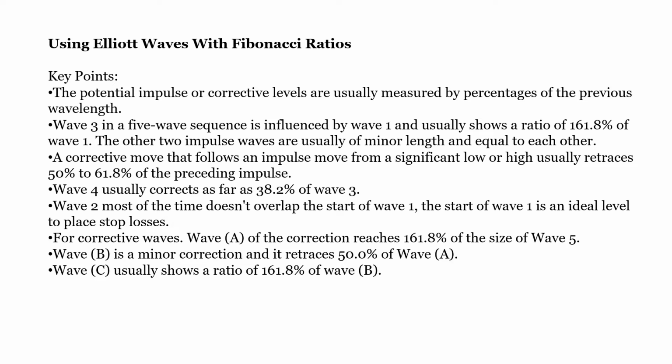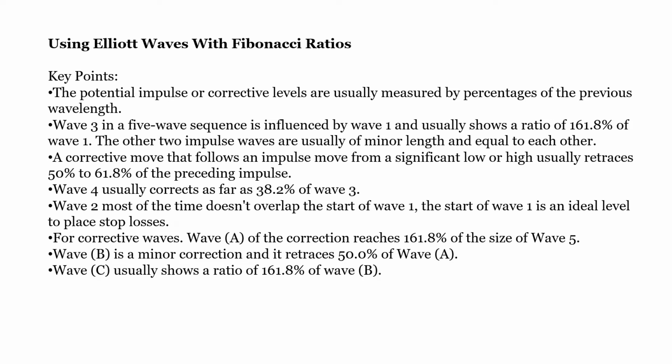Many traders combine Elliott waves with Fibonacci ratios in order to measure the potential of each price move by finding the location of high probability turning points. The key points you should understand are: the potential impulse or corrective levels are usually measured by percentages of the previous wavelength. Wave 3 in a 5-wave sequence is influenced by wave 1 and usually shows a ratio of 161.8% of wave 1. The other two impulse waves are usually of minor length and equal to each other.